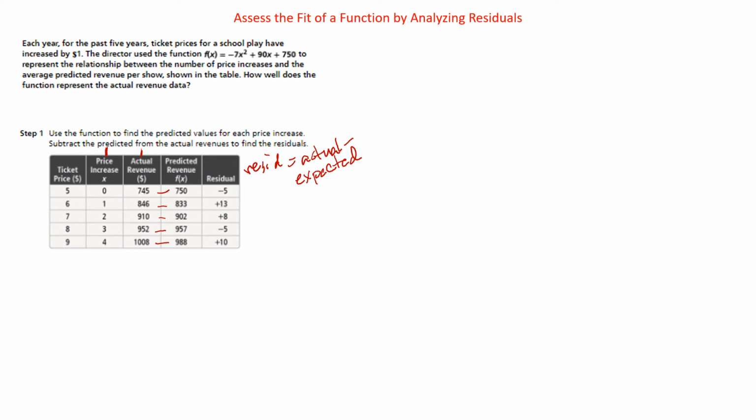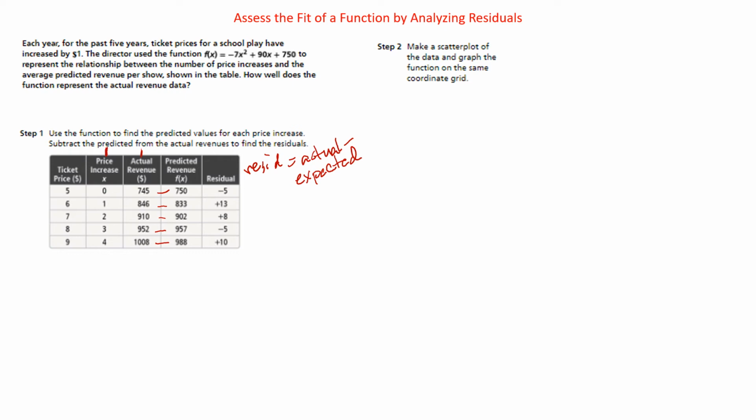When we make a model, it does not mean that everything is going to fit perfectly on the model. The model is a prediction. It generalizes things, but there's always going to be variation in what actually happens. So first thing, we just plug in the values to get those predicted values, and then we'd subtract to get the residuals. Second step, make a scatter plot of the data and graph the function on the same coordinate grid.